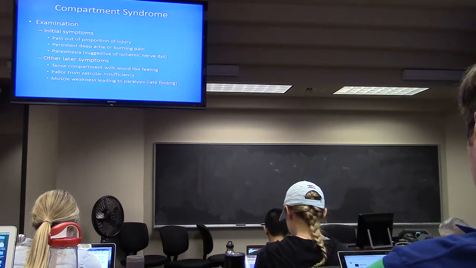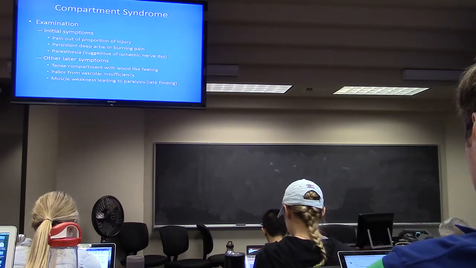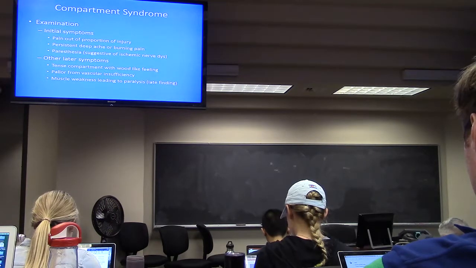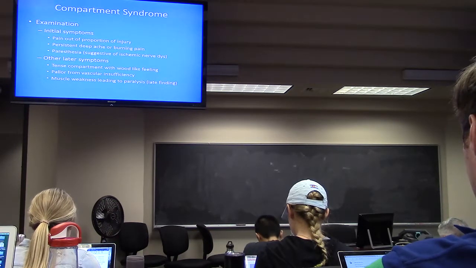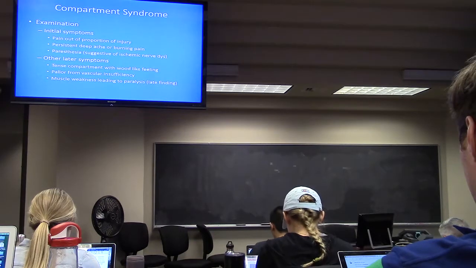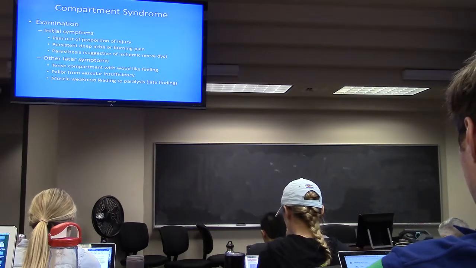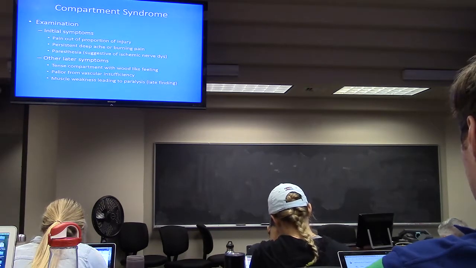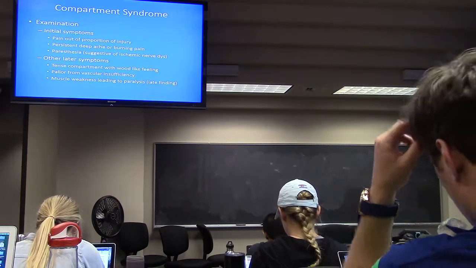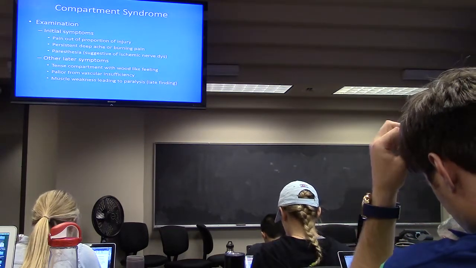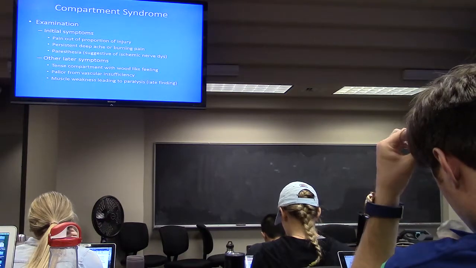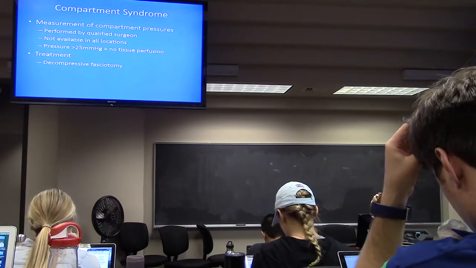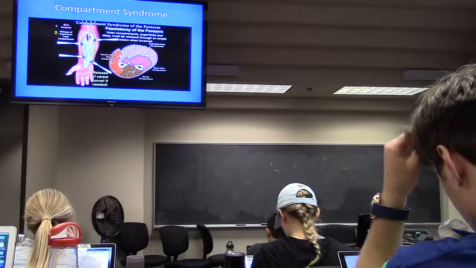Anyways, so the 6 Ps, think about those. Remember, pulselessness, paralysis, and things like that are going to be late signs of compartment syndrome. Those early ones are going to be pain out of proportion and paresthesia, not anesthesia. So, 6 Ps of compartment syndrome. I'll have to add that to my lecture.